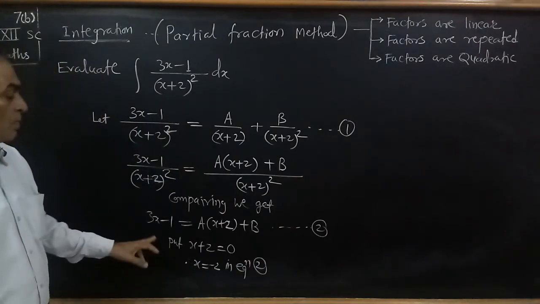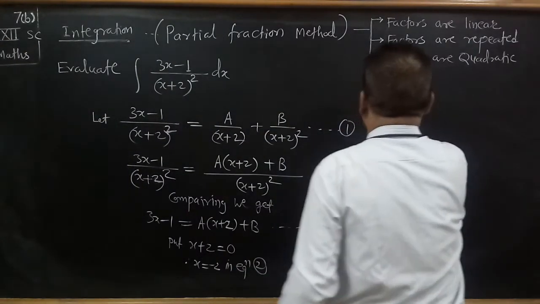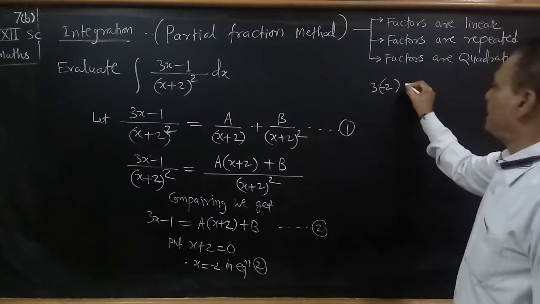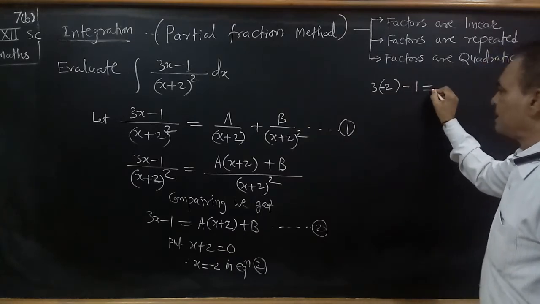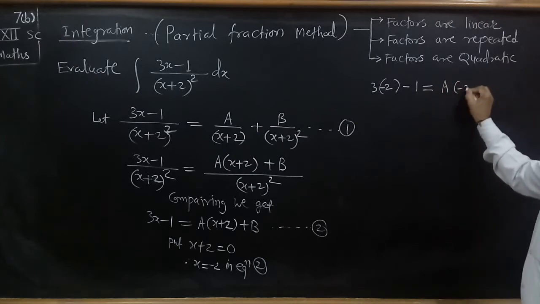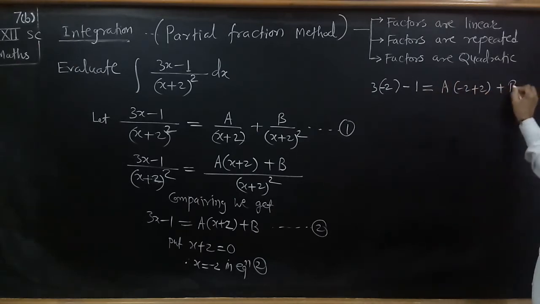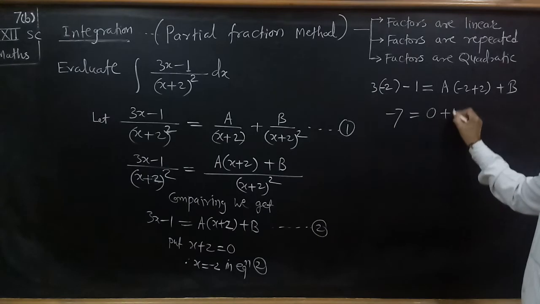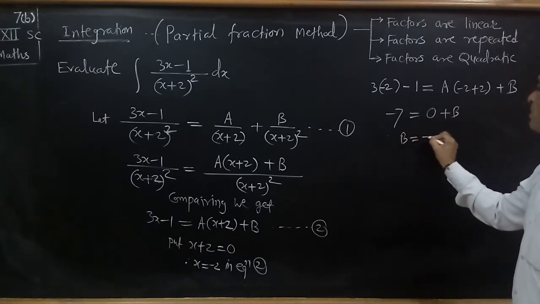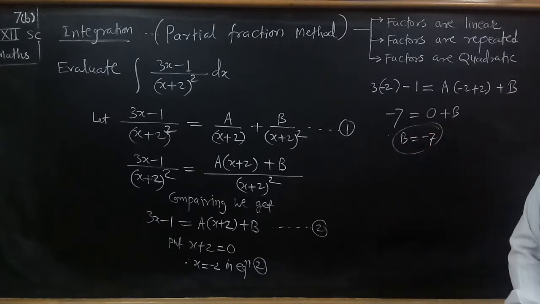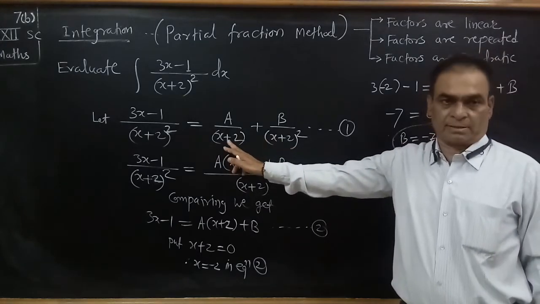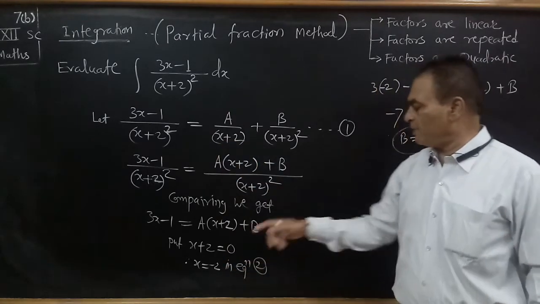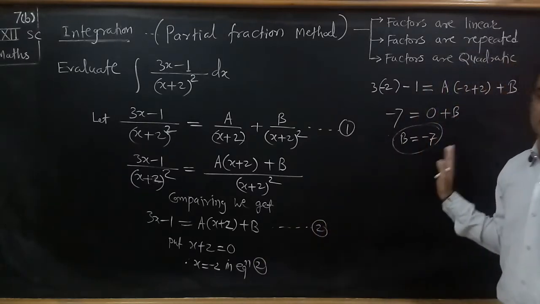What is equation 2? Replace x by minus 2. 3 into minus 2 minus 1 is equal to A into (minus 2 plus 2) plus B. Means minus 6 minus 1, minus 7, equals 0 plus B. Therefore the value of B is equal to minus 7. One of the values is obtained by observing the first factor. When the first factor becomes 0, you get the value of x. Put this value in equation number 2 and you will get the value of one of the constants.